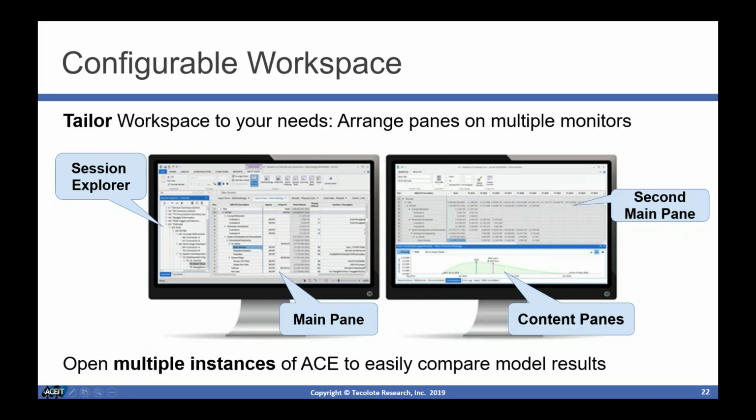In addition to that, we have also solved the problem that we've had for many years, which is having multiple instances of ACE open at the same time. Previously, you could open multiple models, but they would be open in the same instance of ACE, and you had to toggle back and forth between the different models. Now you can have multiple instances of ACE. You can show one model on one monitor and one model on another monitor, and visually compare the results, just like you can with Excel.